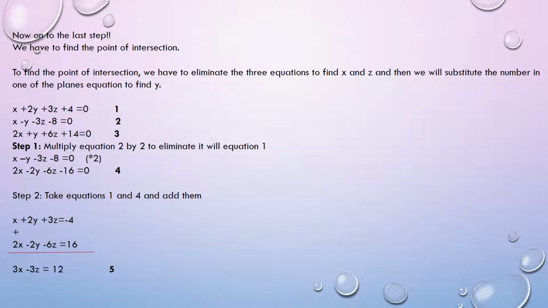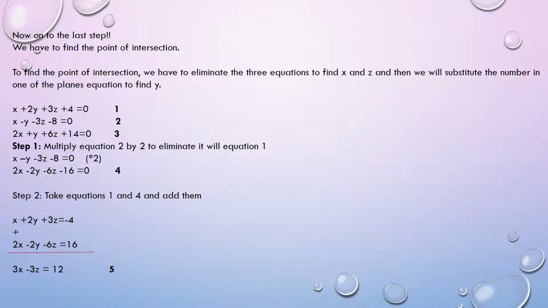We have to find the point of intersection. To find it, we have to eliminate variables from the three equations, find x and z, and then substitute the numbers into an equation to find y. I'm going to number my equations 1, 2, 3 to make it easier. The first step is to multiply equation 2 by 2 to eliminate y in equation 1. After multiplying equation 2 by 2, it gives me 2x minus 2y minus 6z minus 16 equals 0. I will name it equation 4.